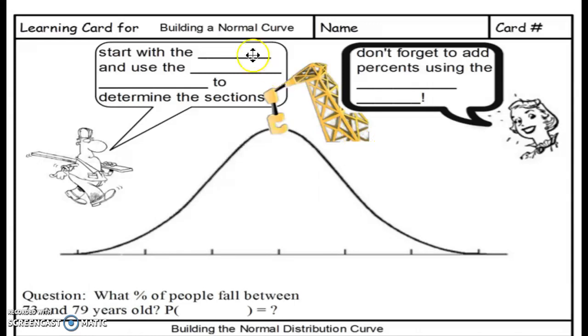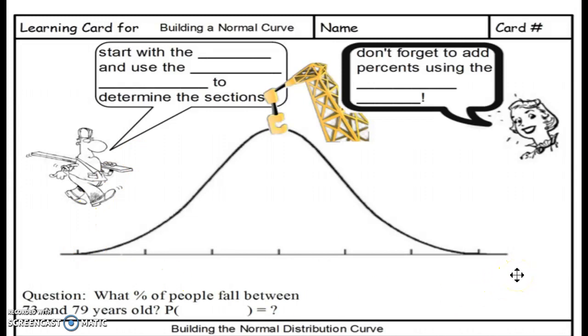All right, let's fill out our learning card on building a normal curve. So we have a normal curve, which is a bell-shaped curve right here, and we want to build it. How do we put it together? What should we be recognizing when we look at this normal curve?